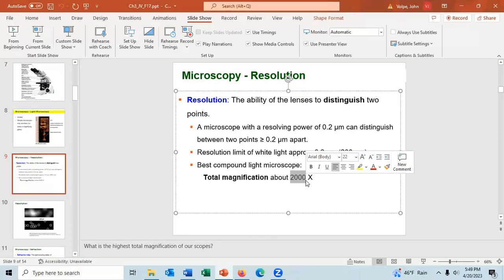You can't magnify greater than 2,000 times because of the resolution limit of white light. If you magnify more than 2,000 times, it's empty resolution, meaning you get no benefit out of it because you cannot resolve anything smaller than 0.2 micrometers.